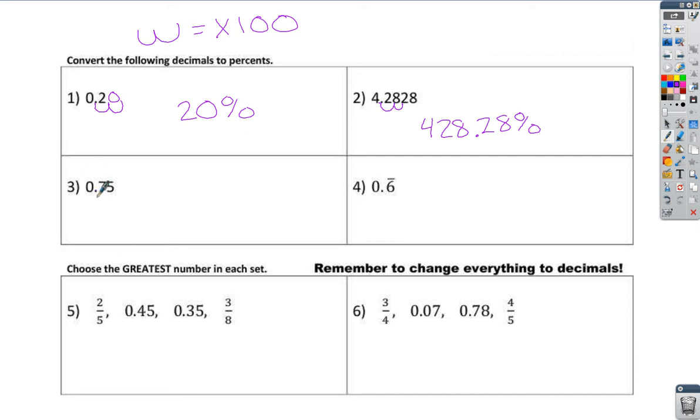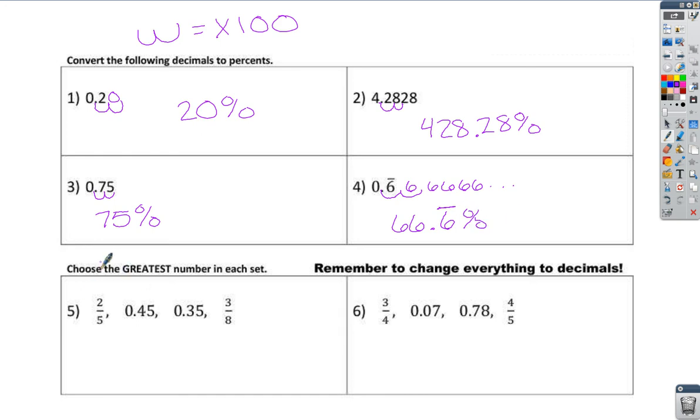Okay, so number 3, we need to move it to the right, 1, 2. So our new number is 75%. We have number 4, we're moving it 2 to the right. And remember, this is a repeating decimal, so that's like saying 6, 6, 6, 6, 6, and so on. That's going on and on. So our percentage is 66.6 repeating percent.